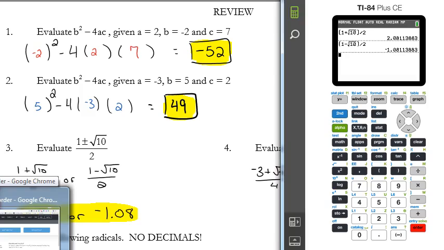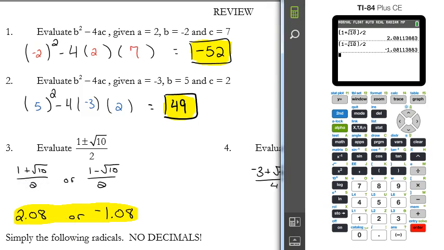For number 3, again, it is incredibly important that we have our calculator set up right. Parentheses around the entire numerator. Your calculator will follow the order of operations. If you tell it to do 1 plus square root 10 divided by 2, it will divide square root of 10 by 2 first, because that's first in the order of operations.